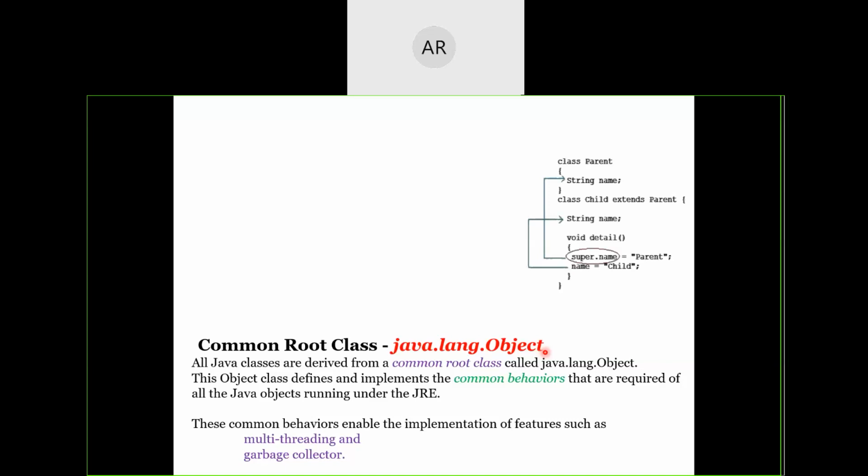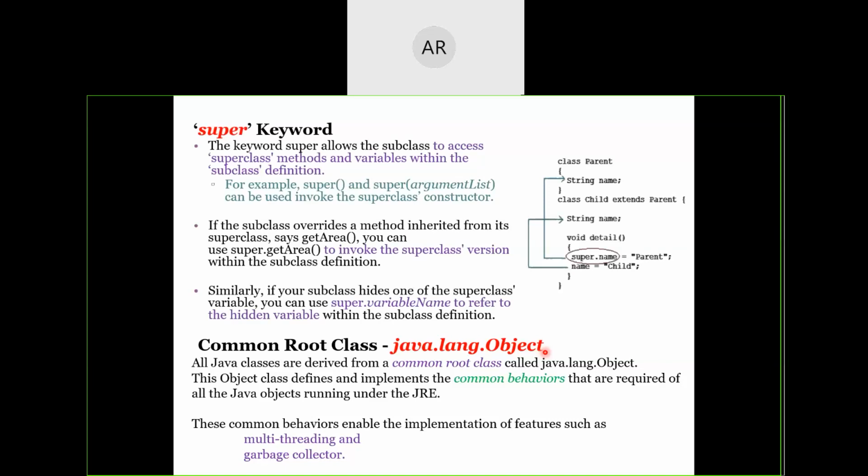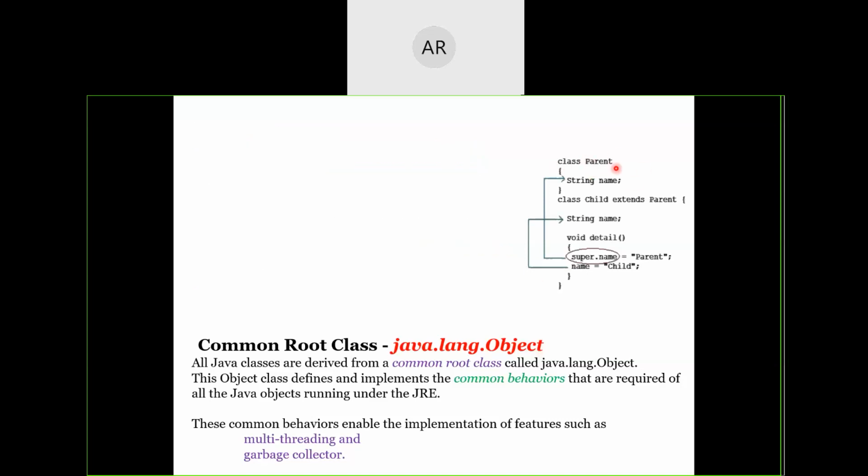Okay. And from here, two subclasses will be emerging. One is multi-threading, another is garbage collection. Okay. So there is one keyword over here called super. What this super keyword will do is, suppose consider this code. What this code is having is a parent class and a child class. In the parent class, there is a name as a variable.